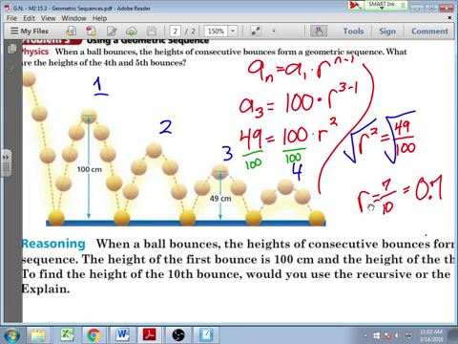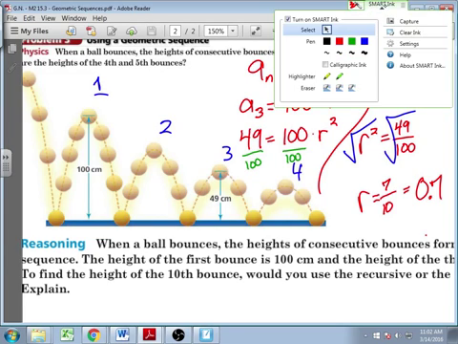Yeah. So what we see is we end up with 70% of the previous bounce or the previous height. So every new height is going to be 70%. But again, we're still not done. We need to find our fourth and fifth bounces. So set up our explicit formula for the fourth and fifth terms.